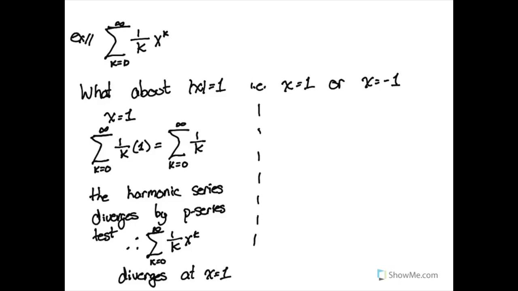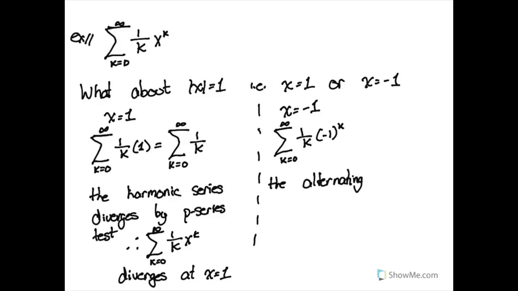At x equals 1. And now what about x equals minus 1? Well, then the power series, if I plug in minus 1, I get the sum of minus 1 to the k, k equals 0 to infinity, which is equal to, I mean, this is the alternating harmonic series.